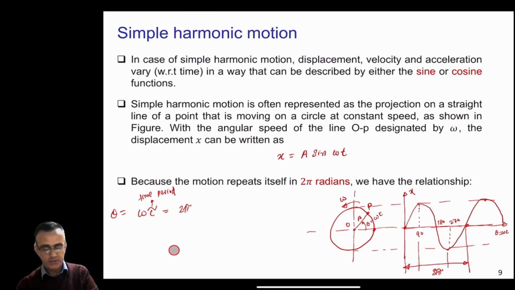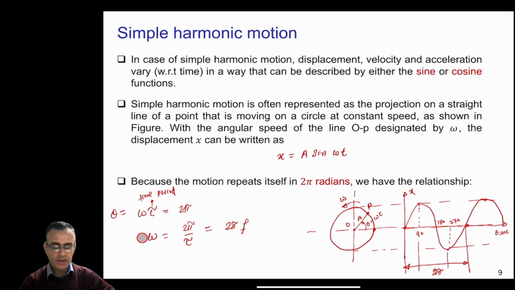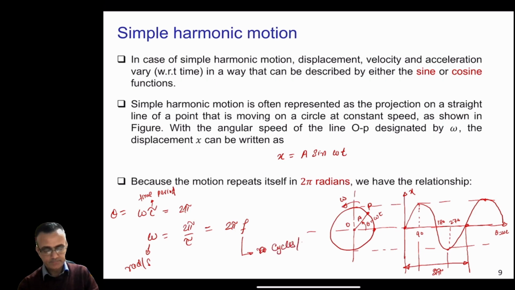So from here you can calculate omega. Omega will become equal to 2 pi divided by tau. And as you know that 1 over tau is f, you can say that omega is equal to 2 pi f. Now omega is the frequency in radians per second, and f is the frequency in cycles per second, or you can also call this hertz.